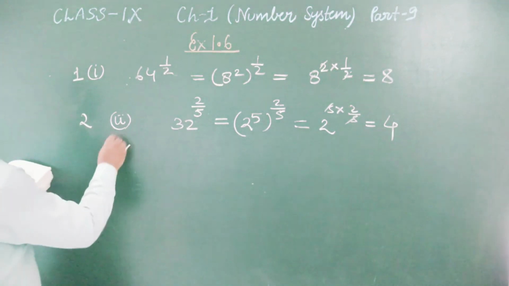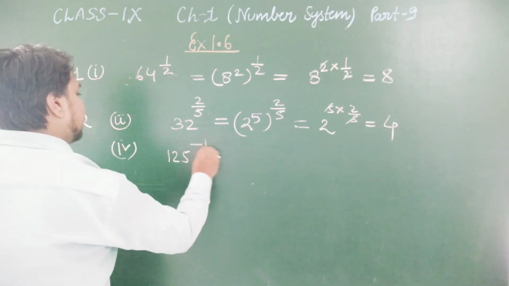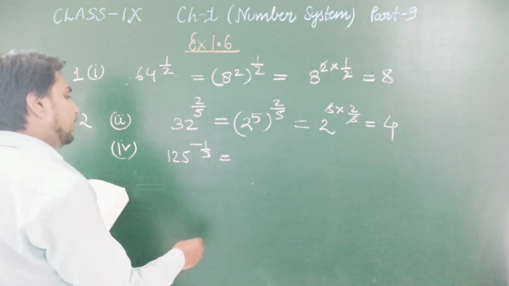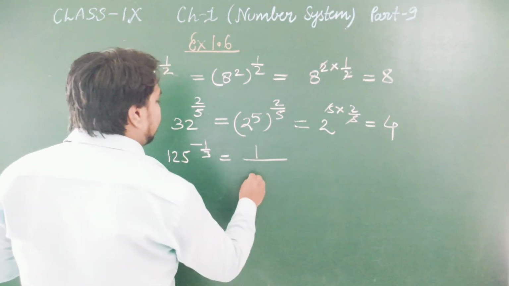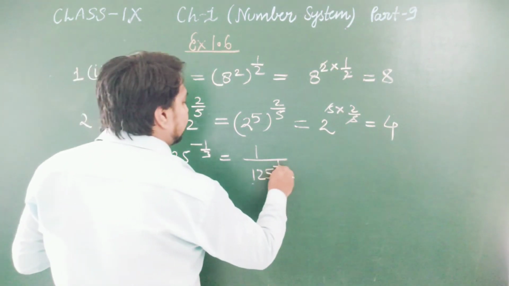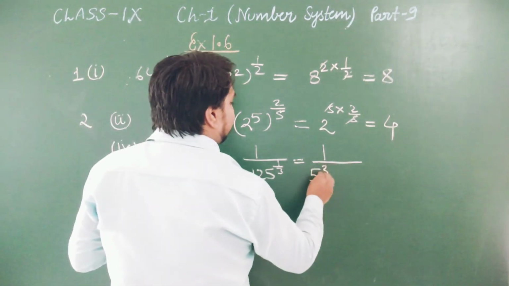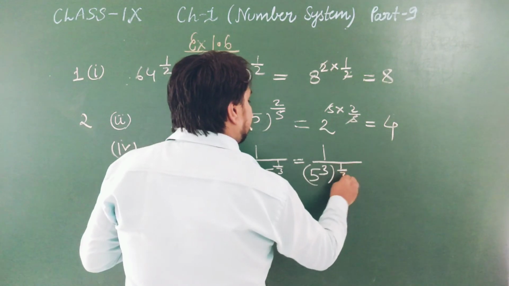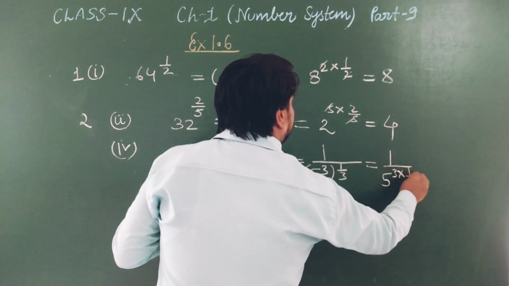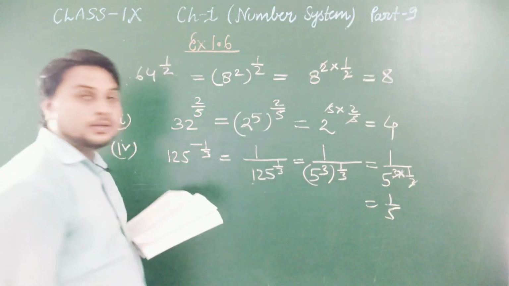Let us see the fourth part. We can see 125 to the power minus 1 by 3. How will we write it so that the power will be positive? We can write the reciprocal of 125, that is 1 upon 125 to the power 1 by 3. Now 125 is the cube of 5, and the power is 1 by 3. So it can be written as 1 upon 5 to the power 3 into 1 by 3. The 3 will cancel out, and only 1 by 5 is left.